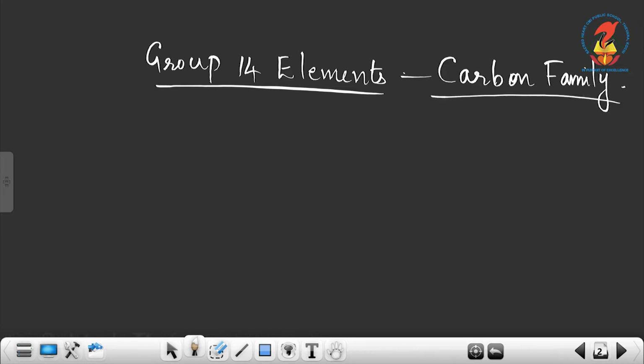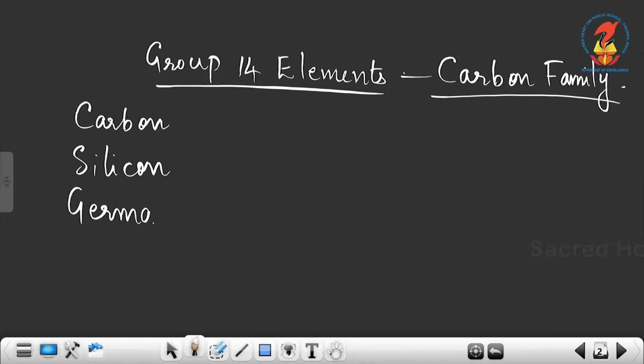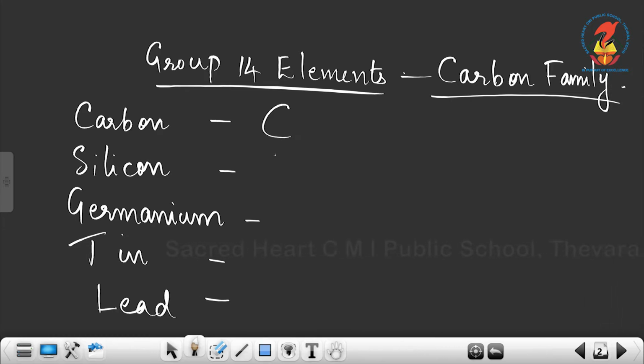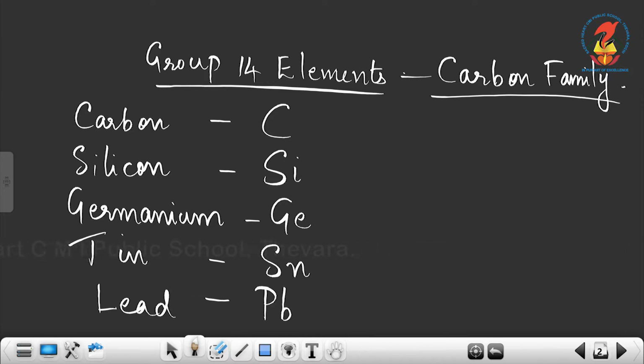And the elements of group 14 are carbon, silicon, germanium, tin and lead. Now let's write the symbol of these elements. Carbon, C, silicon, germanium, tin is Sn and lead is Pb.